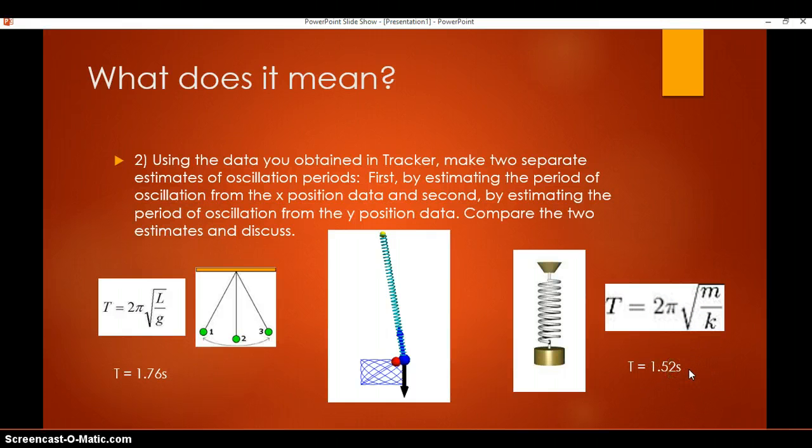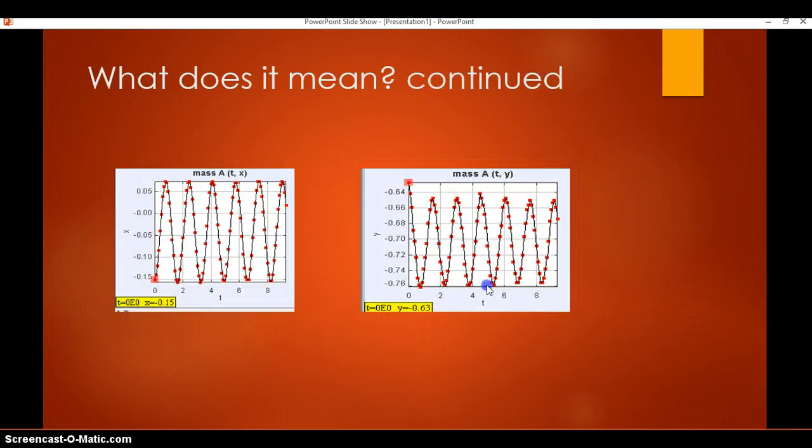And that makes sense because it should take longer in the x, because as you can see from right here, the x clearly takes longer to do a full period than the y. And to confirm that, we have these two graphs. This one's the Tracker values for x versus t, and this one's y versus t. And just by looking, you can tell that the period to do one full cycle in x is bigger than how long it takes to do a full period in the y.